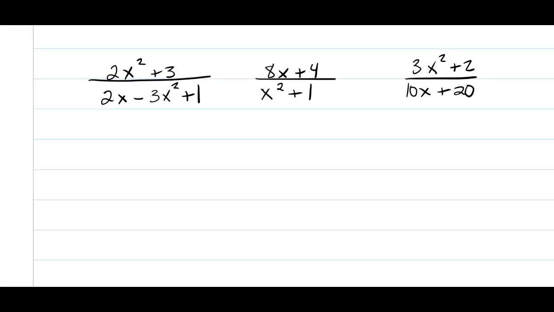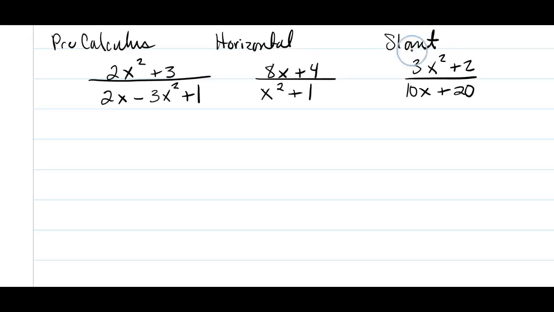Before we continue with the notes, go ahead and take out a blank sheet of notebook paper. And these are 3 rules from pre-calculus for finding horizontal asymptotes and for finding slant asymptotes. These first 2 examples are going to be horizontal and the last one slant.